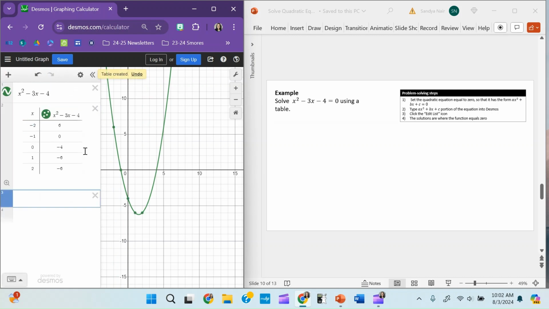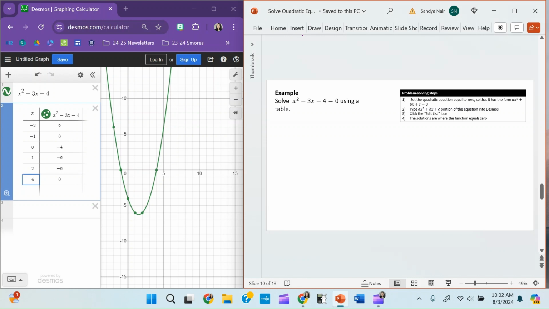And you can see, well, it looks like it has two solutions, right? Because I can see it's crossing the x-axis here and here. But my table of values is only showing me one place where the function is equal to 0. But if you want to double check, you can just go ahead and type in that value. You can type in x equals 4 and you can see it equals 0. Okay, so anywhere where the function is equal to 0 are going to be my solutions. So my two solutions are going to be x equals -1 and x equals 4.